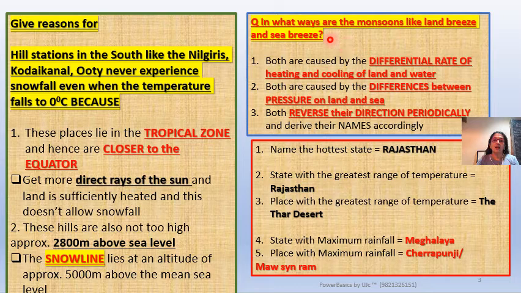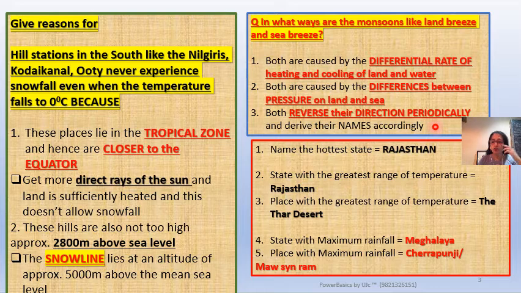In what ways are monsoons like land breeze and sea breeze? Very important. Monsoons, just like land breeze and sea breeze, are caused by the differential rate of heating and cooling of land and water. First point, very important. Second, both are caused by the differences between pressure on land and sea. You know that when there is high pressure over the land, then there's less pressure over the sea, and the winds blow. And when they blow from the sea to the land, the moisture-bearing winds bring rain with them. And when they touch against a relief feature like a mountain, they shed their rain. Both reverse their direction periodically and derive their names accordingly.